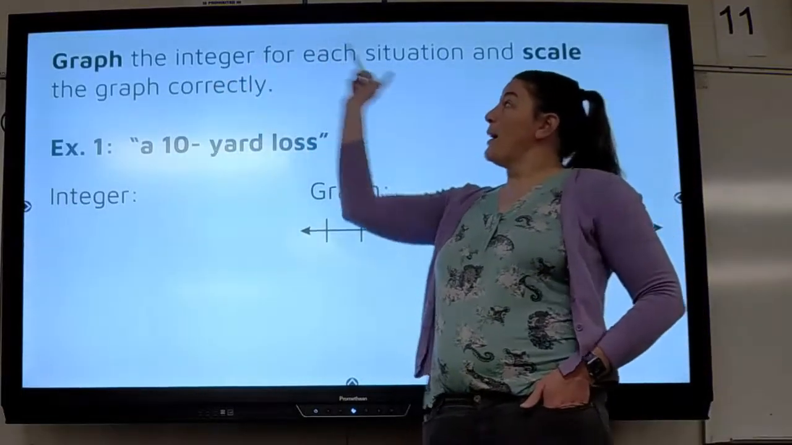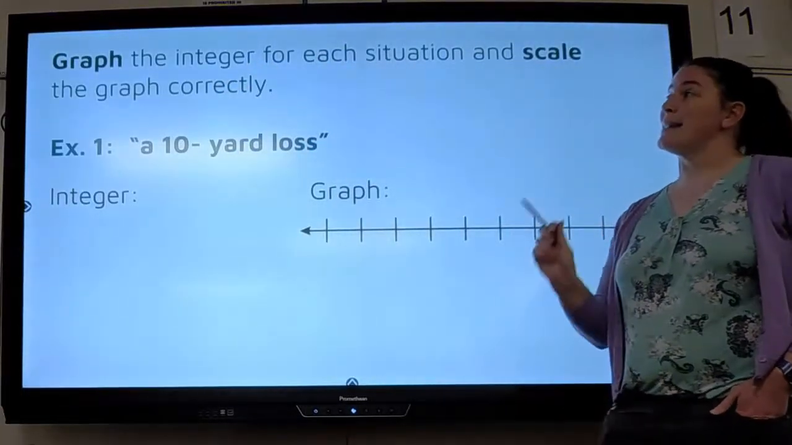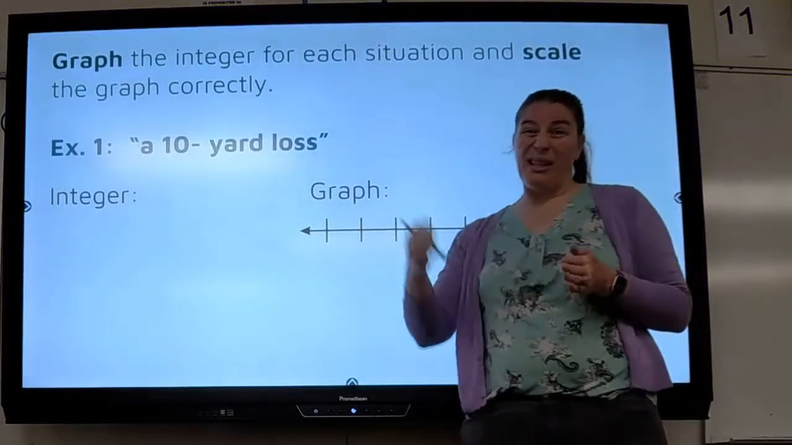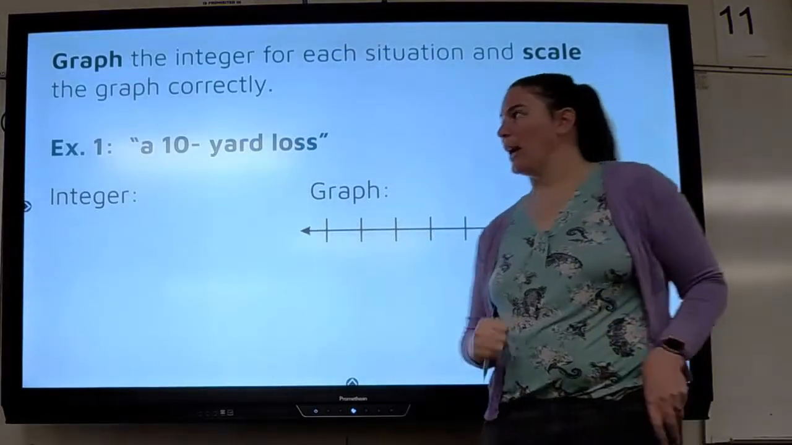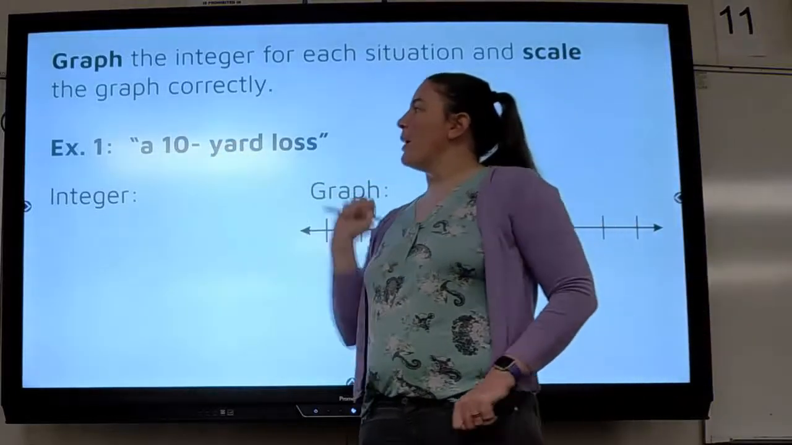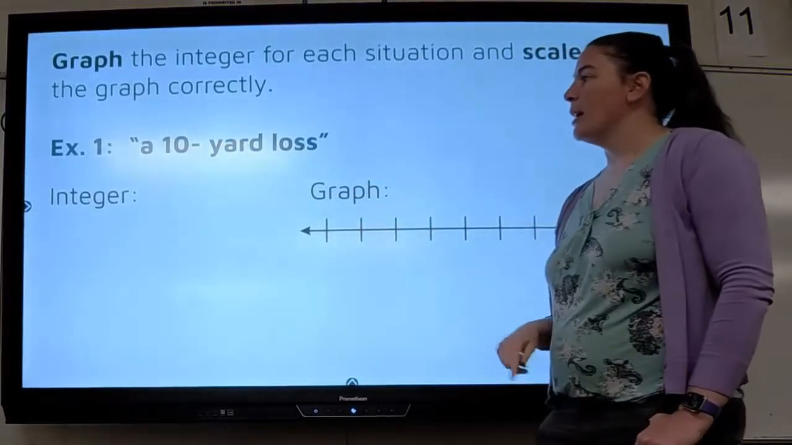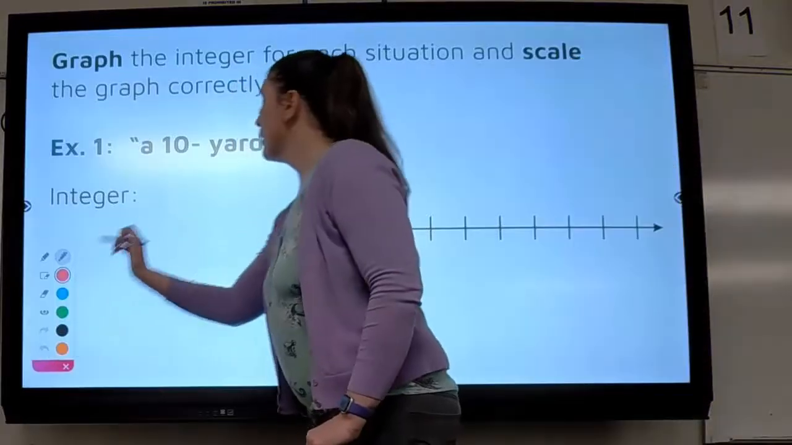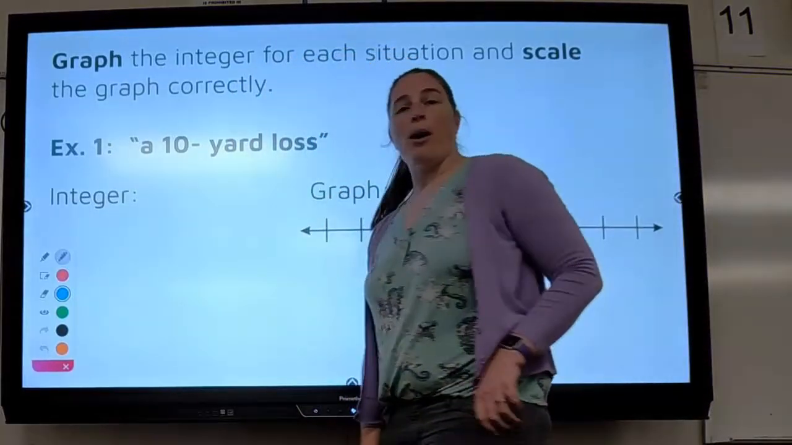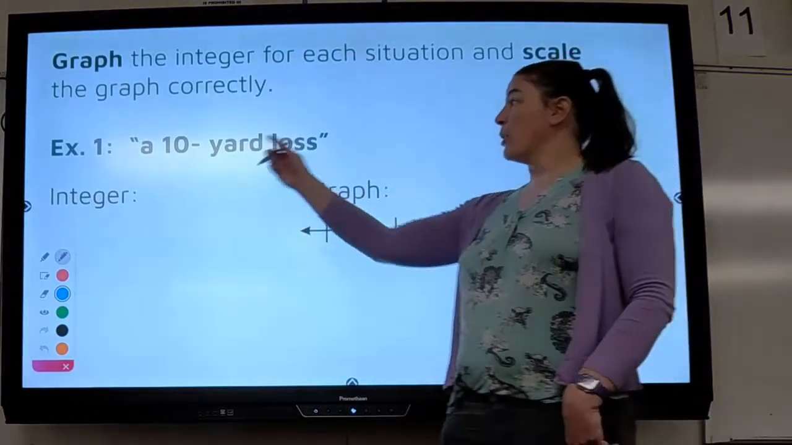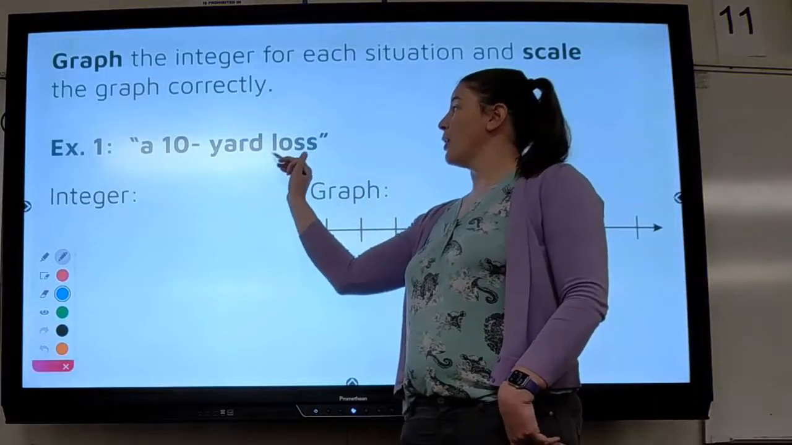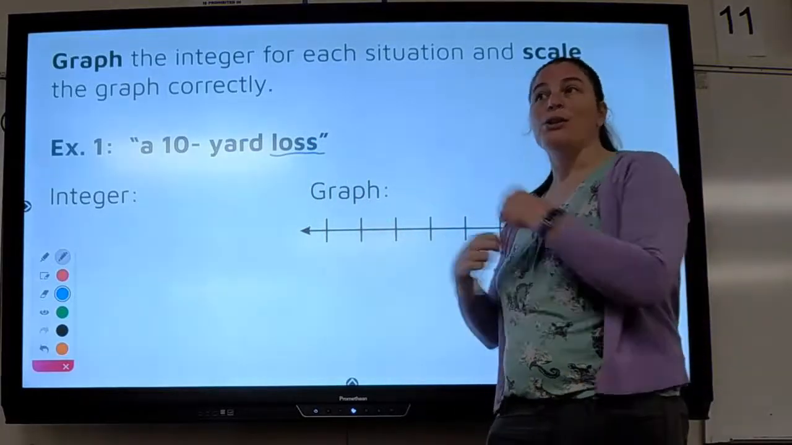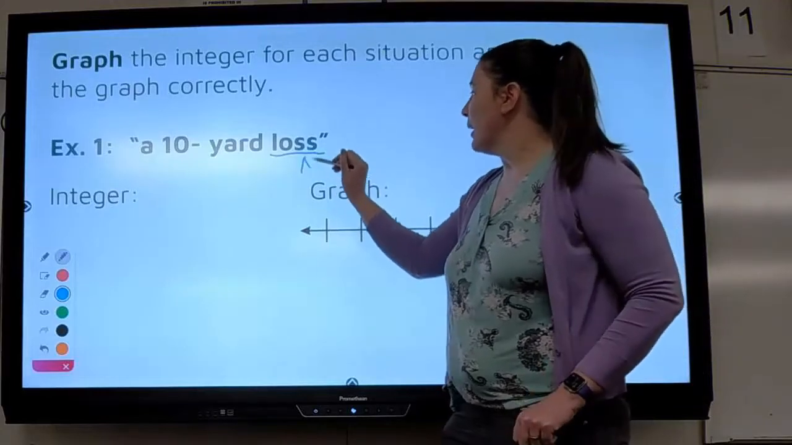So we're going to graph the integer for each situation and scale the graph correctly. And scaling just means that you're skip counting by the same number, okay? So we have, for example, a 10-yard loss, and we have to find the integer and graph. All right, so let's figure out if it is a positive or a negative number. So look at the words. It says a 10-yard loss. What does loss mean? Is that a positive or a negative number? Well, with a loss you're taking away, so that would be a negative number.